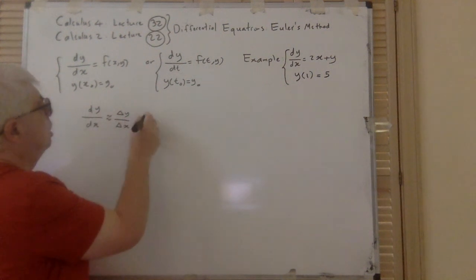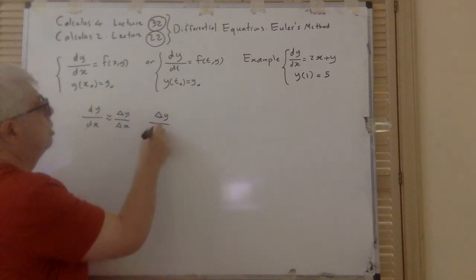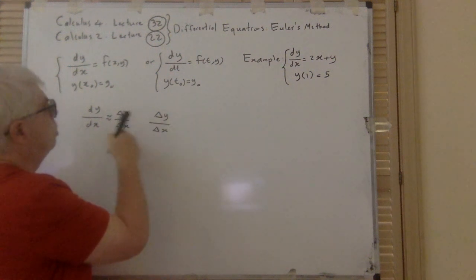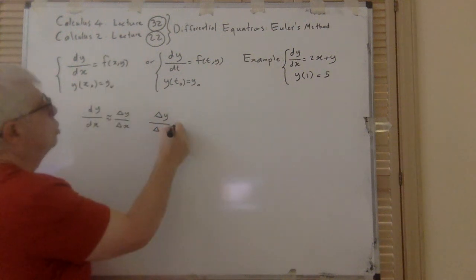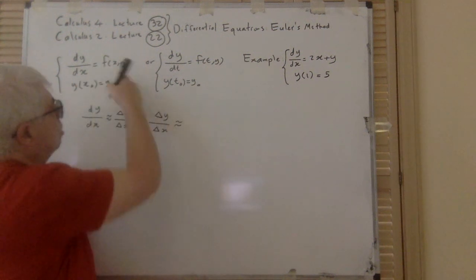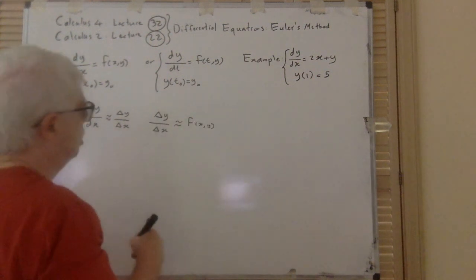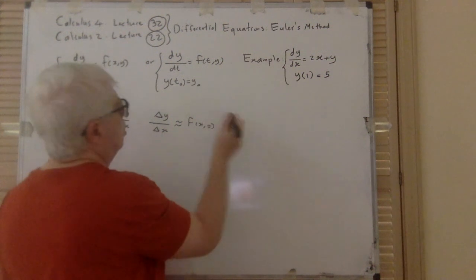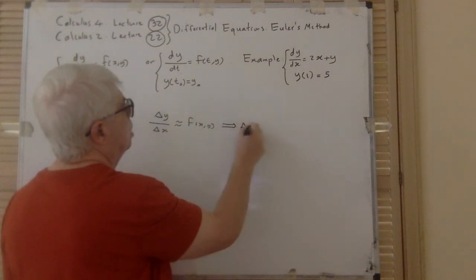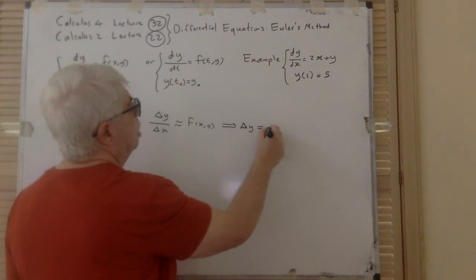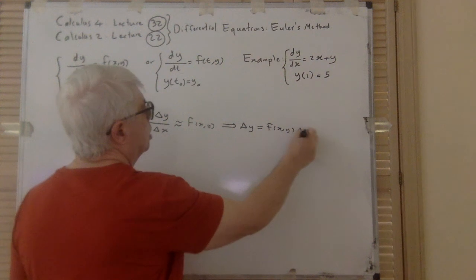So first we write it like this, the dy/dx, and we say, okay, if this is equal to this, or approximately, then this should be approximately the right-hand side. So this is f of x, y. And then we cross multiply, and this gives me, let's get rid of the approximation, delta y equals f(x, y) delta x.